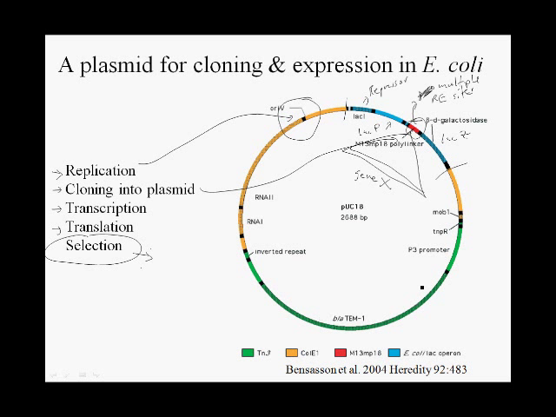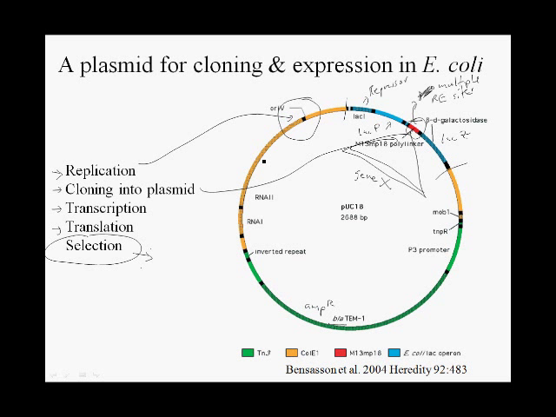So here what we see is that in this cloning vector, the BLA gene stands for beta-lactamase, and it confers resistance to the antibiotic ampicillin. So it confers ampicillin resistance.